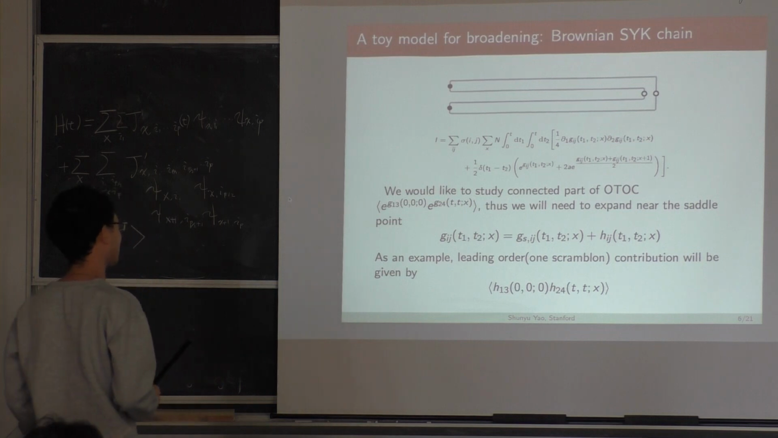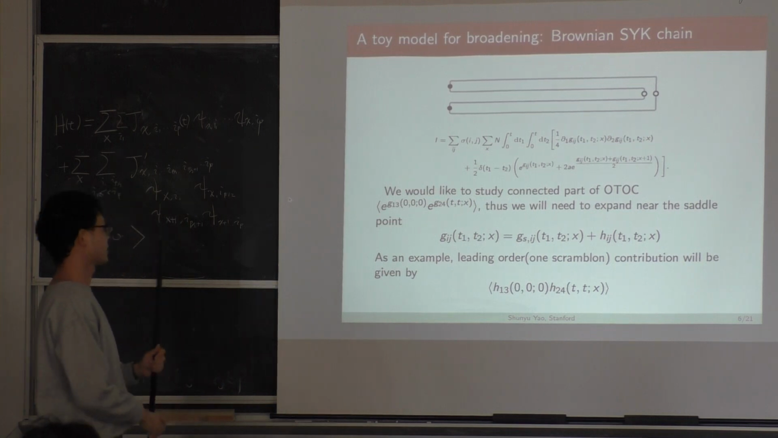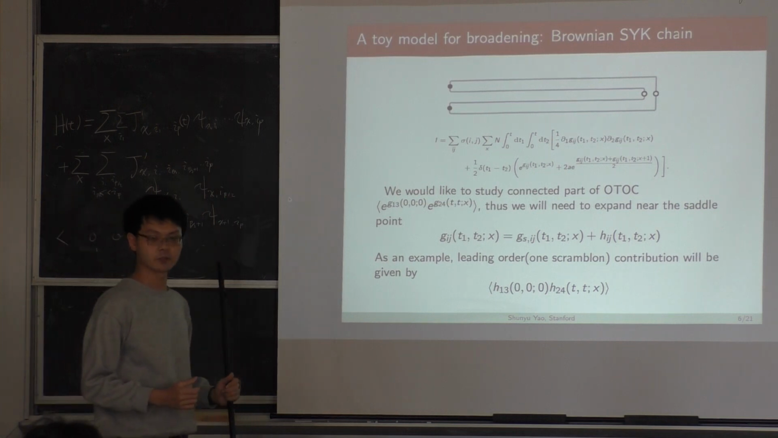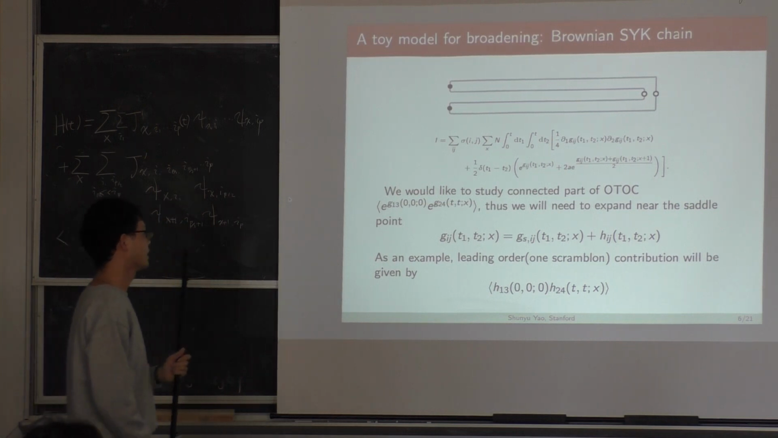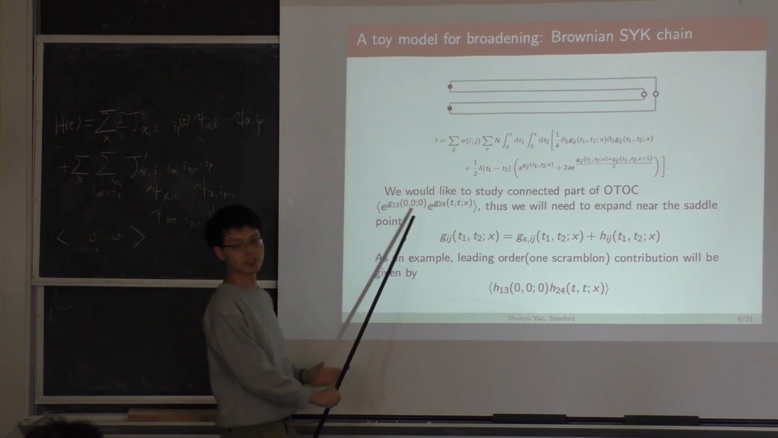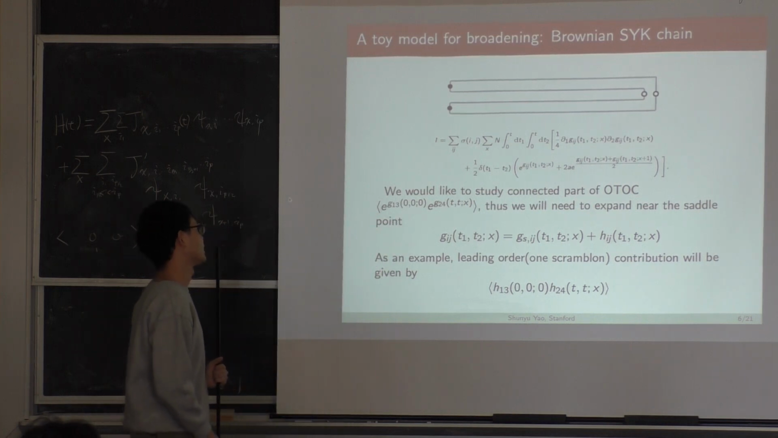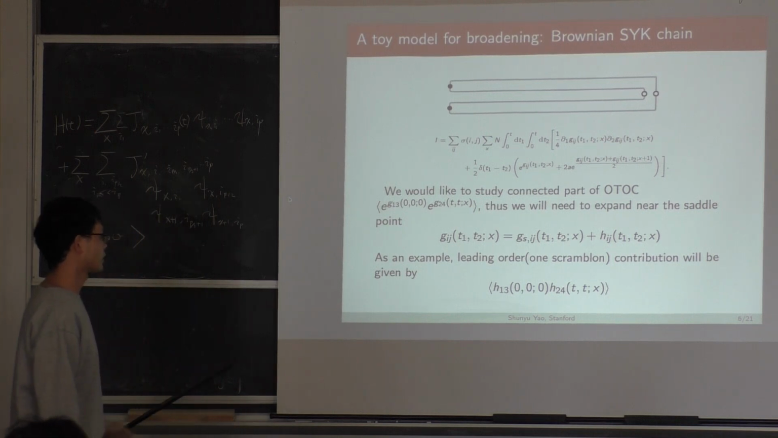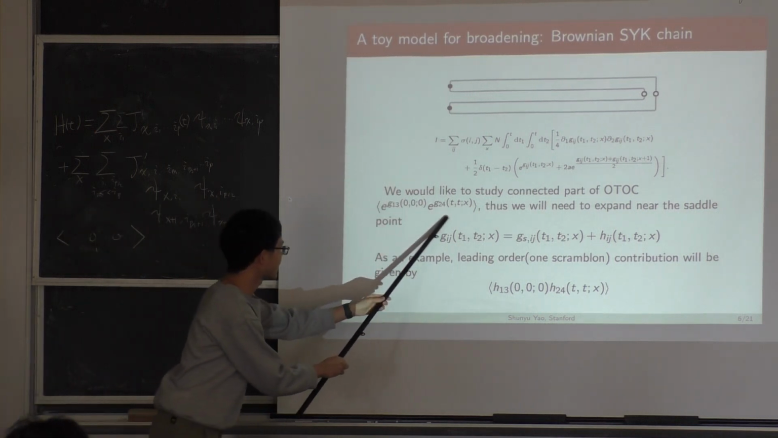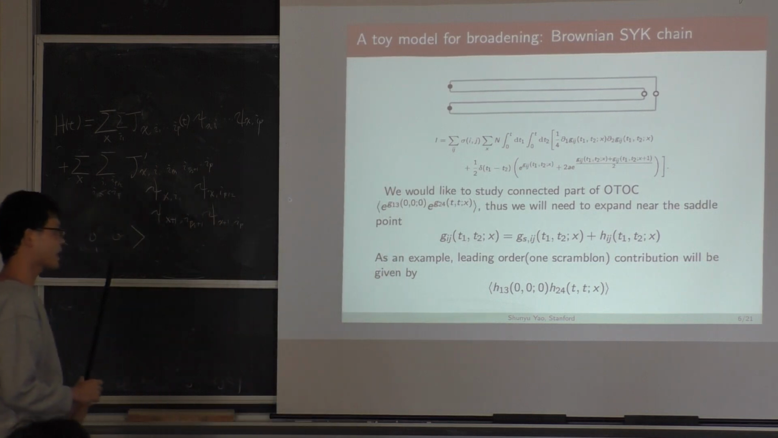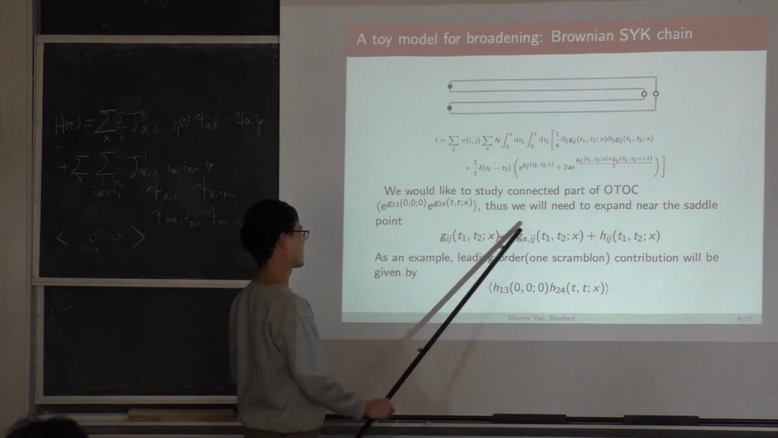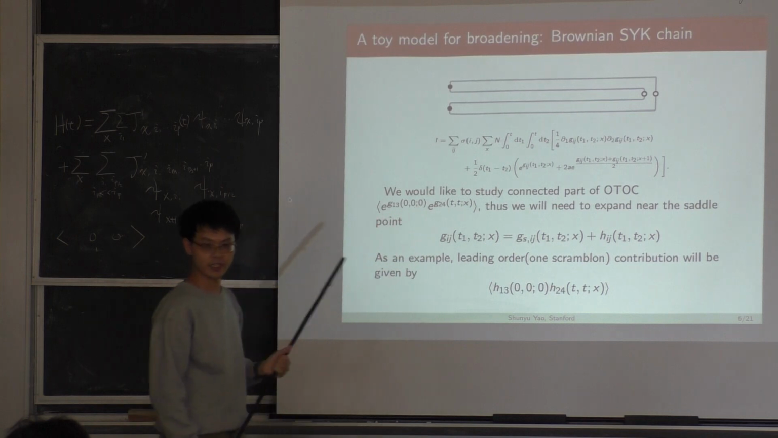Okay, good. And then as we said in the beginning, we are trying to study basically the connected piece of this correlation function. So from now on, let me just write everything in terms of this collective field variable. And to study the connected part of that correlation function between this guy and that guy, we will need to expand near the saddle point. So this is the expansion of the G field in terms of the saddle point plus some small fluctuation h.